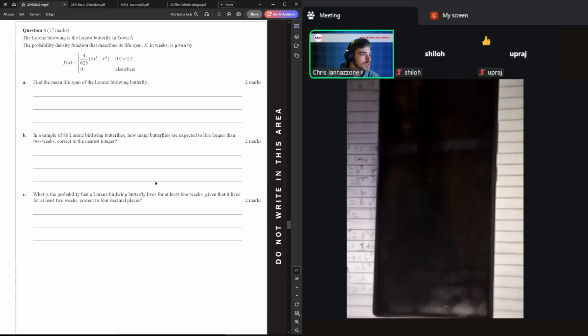Probability. Question 4. Lorenz birdwing. Probability density function is given by the piecewise. Find the mean lifespan. So in other words, just the mean of what you would do when you normally have a piecewise function. The fact that it's a Lorenz birdwing butterfly has next to nothing to do with how you actually solve it. Which is kind of what I like about probability, and I guess most of the application questions. It doesn't really matter what the scenario is, as long as you know it's actually talking about this thing.